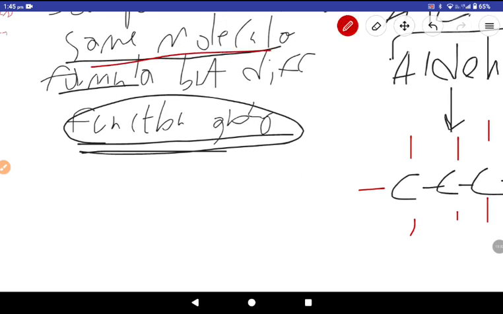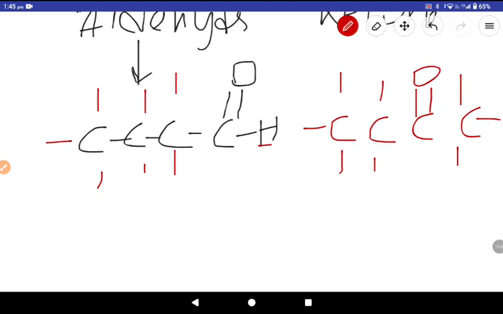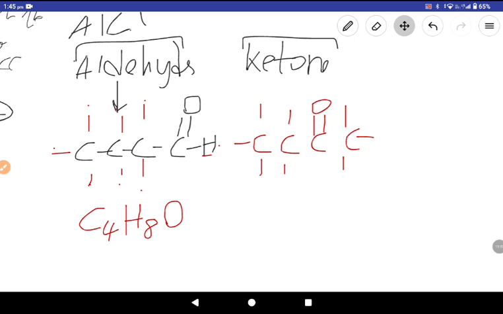I want you to check what the molecular formula is. Same molecular formula. Looking at this, you'll have something like C4 and then H. How many H's? 1, 2, 3, 4, 5, 6, 7, 8. So you'll have 8 and only 1 oxygen. Check.